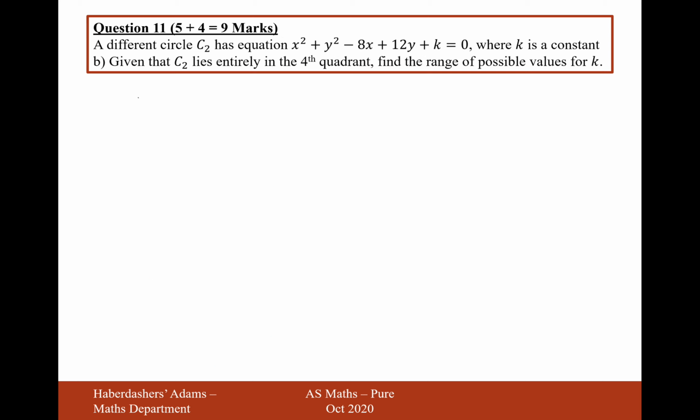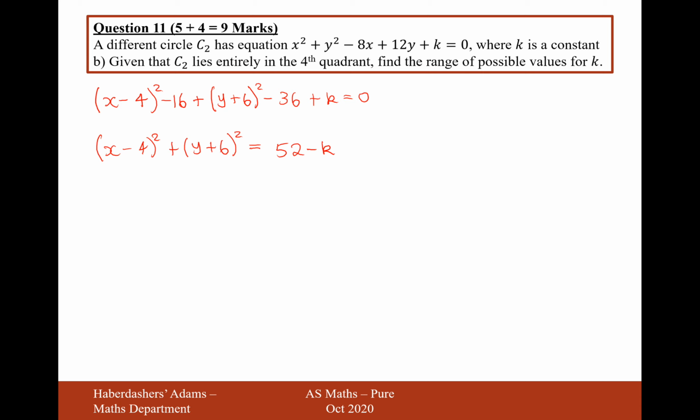Let's now move on to part B. A different circle has the equation of this expression here. Let's just quickly factorise it. (x minus 4) squared minus 16, and on the y variable it's going to be (y plus 6) squared minus 36, and then we've got the plus k equals 0. If we move that onto the other side, it's going to be (x minus 4) squared plus (y plus 6) squared equals, combining these two bits together, 52 minus k.